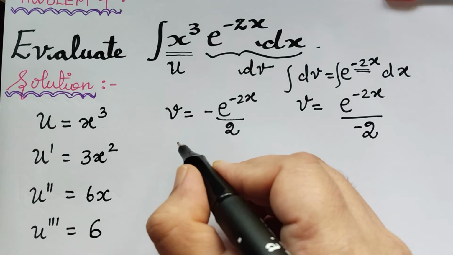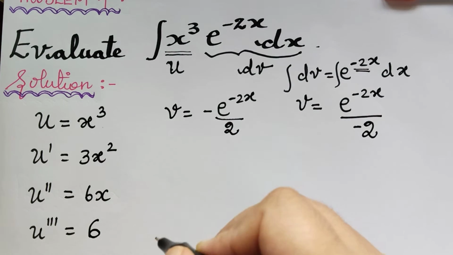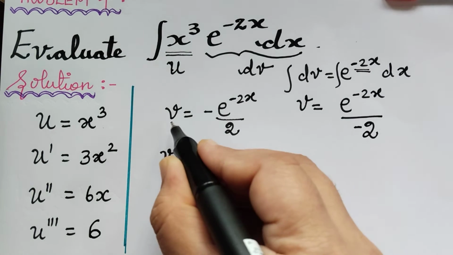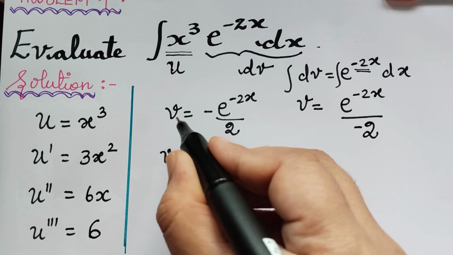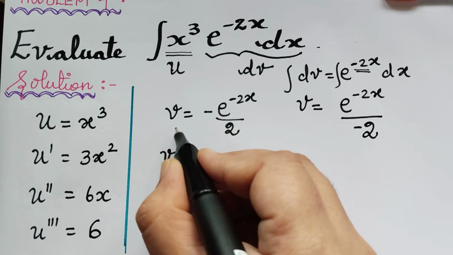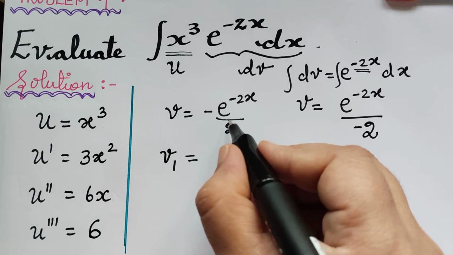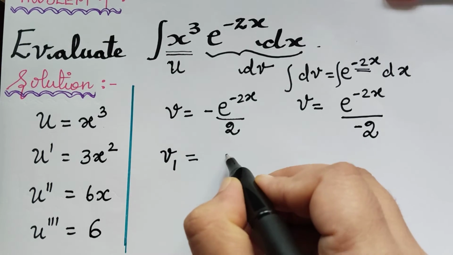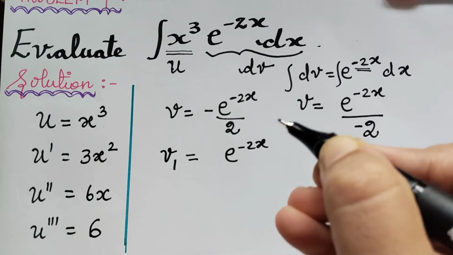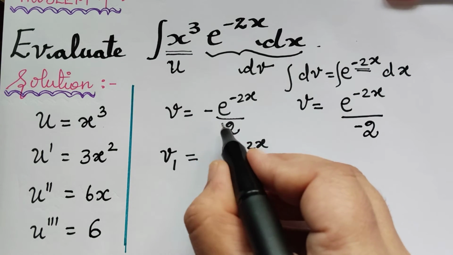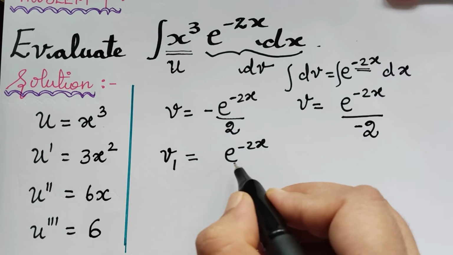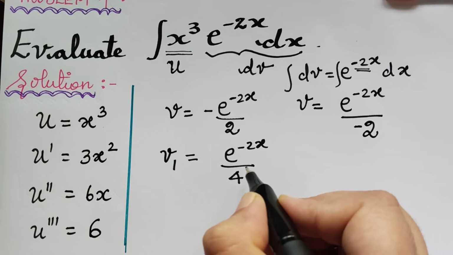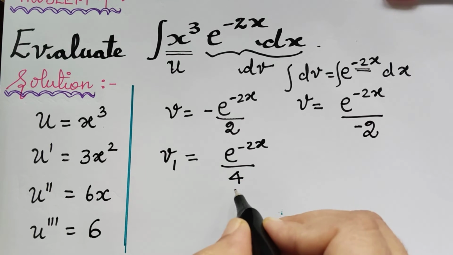Using this v, we have to obtain the values of v1, v2 and v3. The next is v1. v1 is the integration of v with respect to x. On the right, e to the power negative 2x when integrated gives us e to the power negative 2x divided by negative 2. But already we have a minus over here, so minus into minus will become plus, and 2 multiplied with 2 will give us 4. Therefore, we obtain e to the power minus 2x divided by 4.